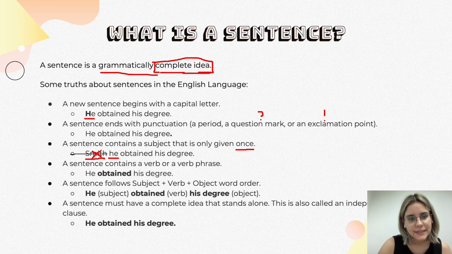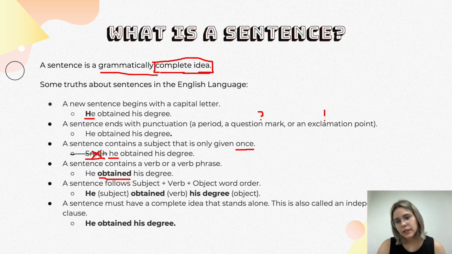Number 4, sorry. A sentence contains a verb or a verb phrase. Okay, it must contain a verb or a verb phrase. So for example, "He obtained his degree." "Obtained" is our verb, so it is a complete sentence, or a verb phrase, which is "obtained his degree."